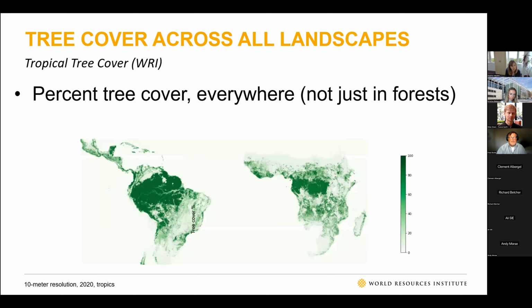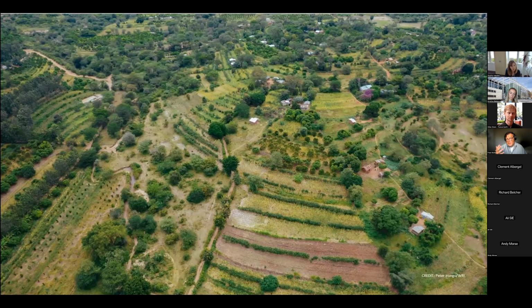One more data set I like to present, and that's tree cover outside forest. There is a lot of trees, and this is a landscape in Kenya. You see a lot of trees, but none of it is forest. This has not qualified by FAO data or other data because it's not a forest, but it's just a lot of trees outside the forest.